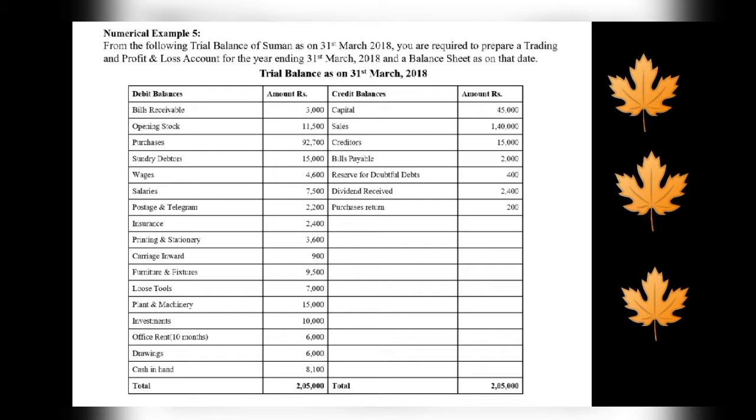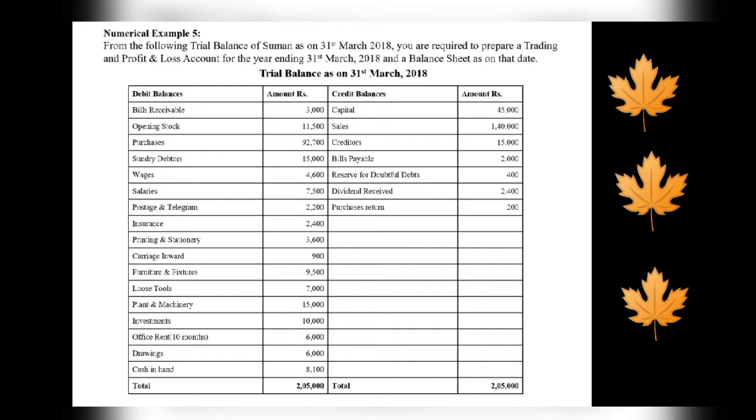The trial balance is given as on 31st March 2018. In the trial balance, there are debit balances and credit balances. So first we'll see the debit balances. Debit balances are related to the assets and expenses of the business, and credit balances relate to the liabilities and capital of the business, and also the incomes of the business.